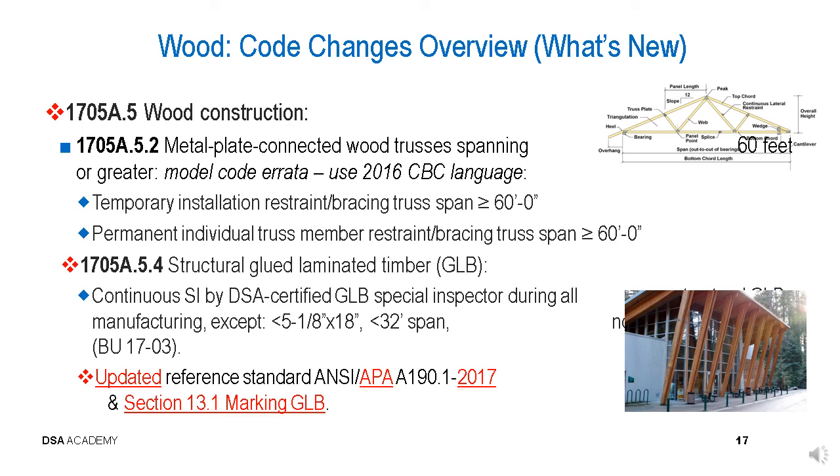The only exception is the smaller members that are 5 1/8 by 18 and less than a 32-foot span that are non-custom members. All custom members that are specific for an individual job are considered custom members, and then they all require special inspection. For more information, refer to Bulletin 17-03. Also updated is the reference standard for ANSI 190.1. It's the 2017 version, and it includes a new section reference 13.1 for the marking of glue lam beams.